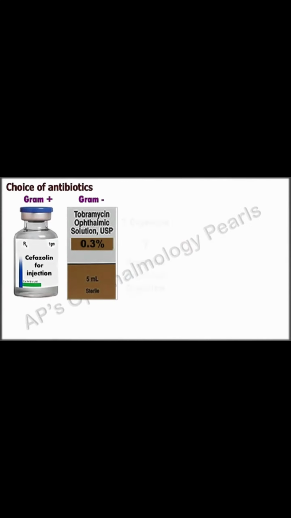Now you've chosen to give fortified antibiotics. Which ones do you choose? When the organism is not known, none isolated, or when multiple organisms are present, a combination of two drugs, one to cover gram-positive organisms and one to cover gram-negative organisms, is used. The usual combination is 5% cefazolin for gram-positive organisms and 1.4% tobramycin for gram-negative organisms.